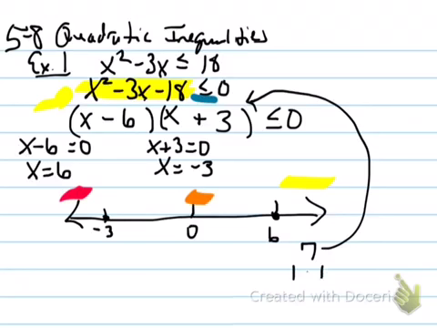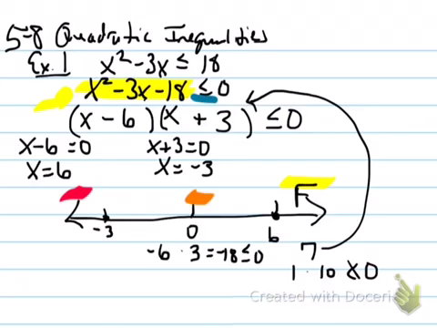7 plus 3 is 10. Well, 1 times 10 is not less than 0. It's bigger than 0. So this region is false. I'll pick something in between negative 3 and 6 now. I'll choose 0. So 0 minus 6 is negative 6. 0 plus 3 is 3. We multiply that together, we get negative 18. That is indeed less than or equal to 0.